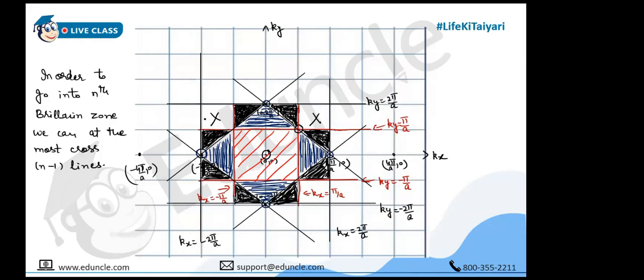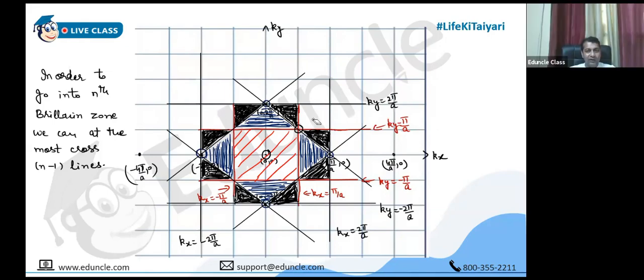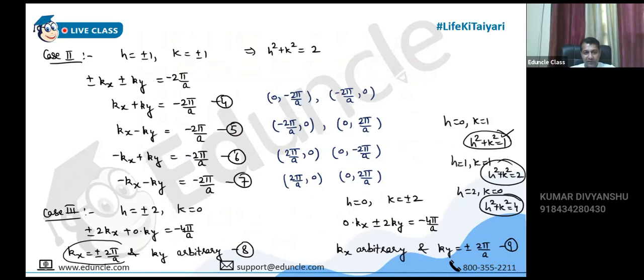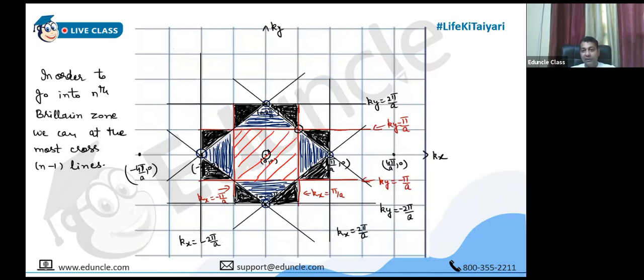Can you please repeat how we can get 3 pi by a? We have calculated the equations, and from those equations we have drawn these Brillouin zones. We were not able to get 3 pi by a. How can we extend it up to 3 pi by a? What are the equations that you got? You have plus minus 2 pi by a only. How can you extend them up to 3 pi by a? You are getting them mathematically. There is nothing like supposition, okay?